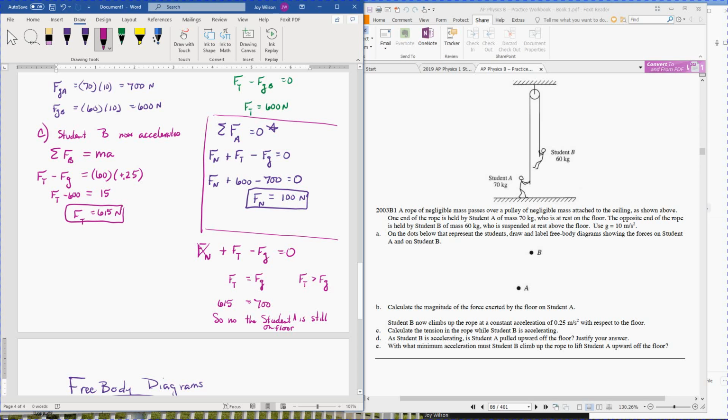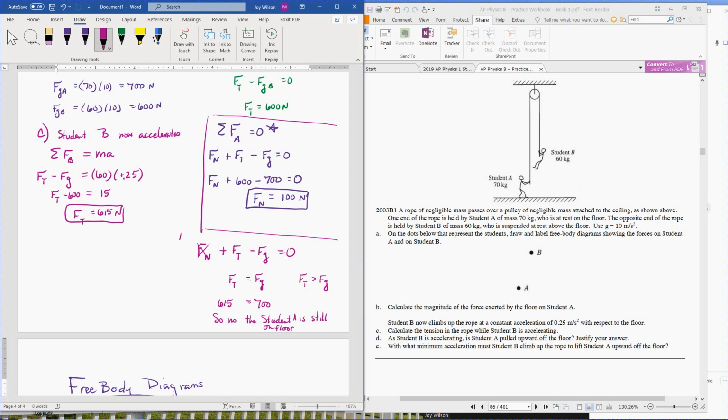In other words, if we were to put a scale under student A, then student A would look like he now weighs less. He doesn't, but it would appear to us that they weigh less because the normal force has gone down. Okay, that's C and D.